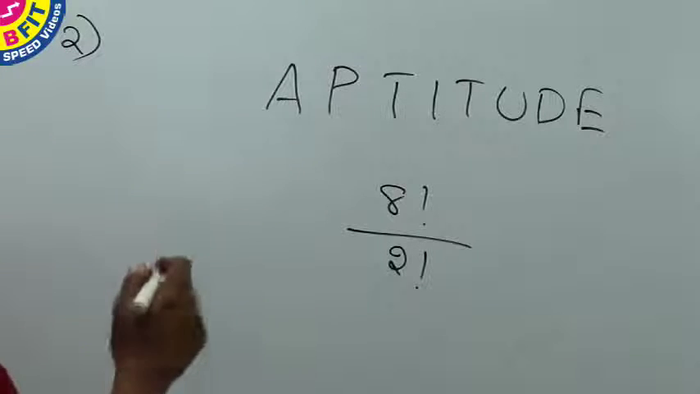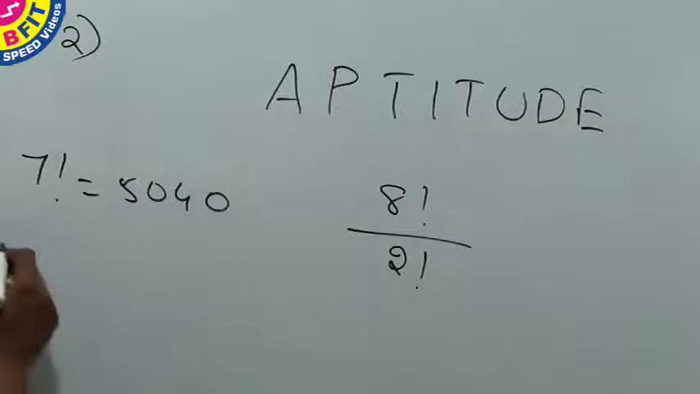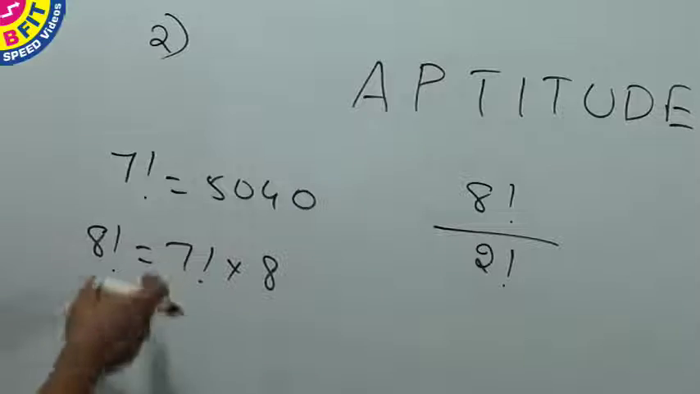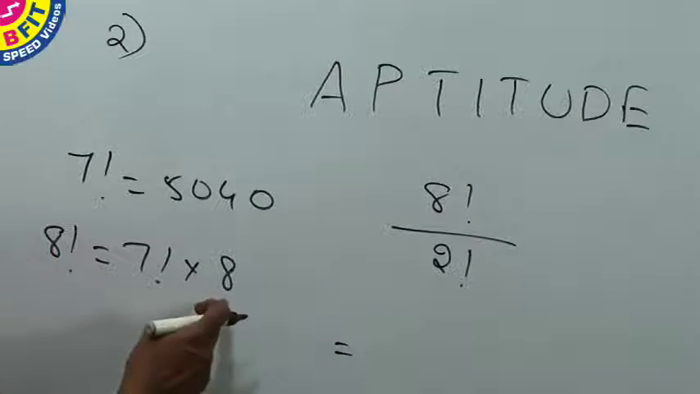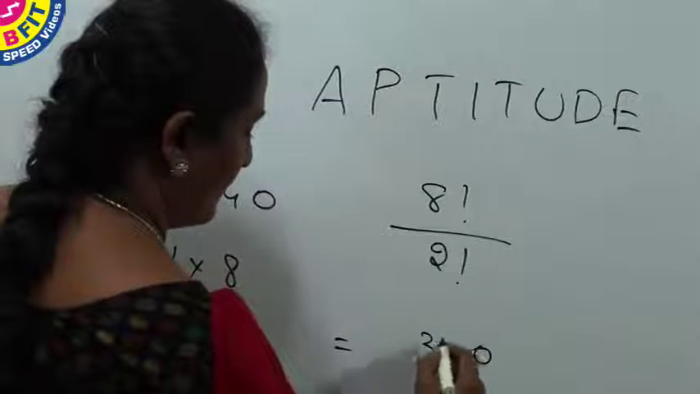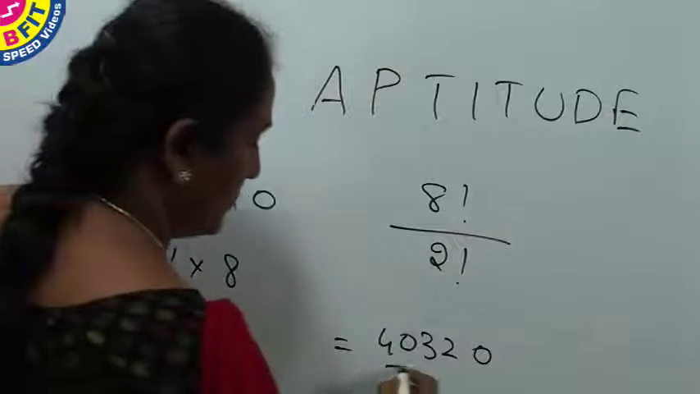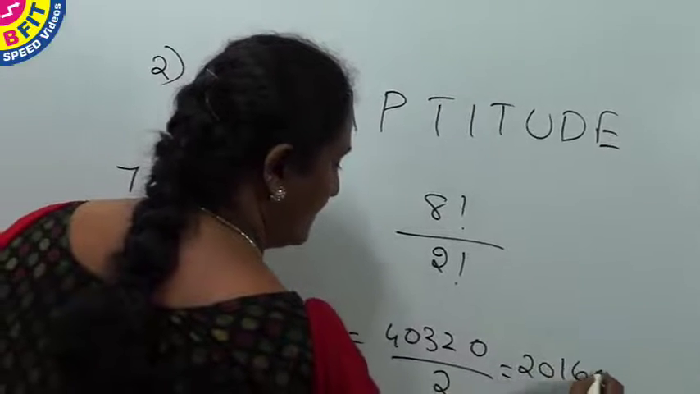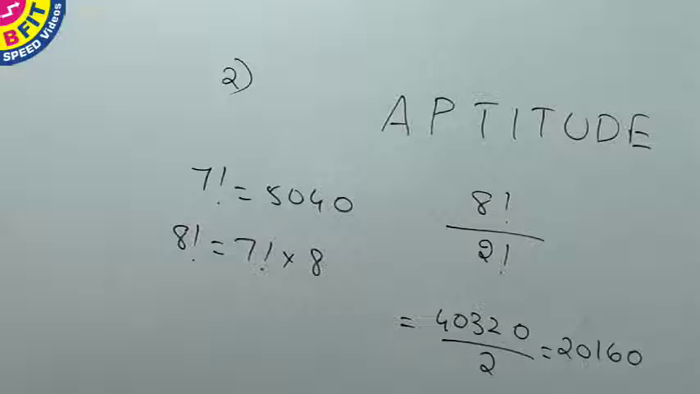To find the value of 8 factorial, we know that 7 factorial is 5040, and 8 factorial will be 7 factorial into 8. Now this multiplication is made easier. For 8 factorial, multiply 8 with 7 factorial, that is 5040. Multiplying this with 8, you get 40320. 2 factorial is 2. So the answer is 20160. 20,160 ways.